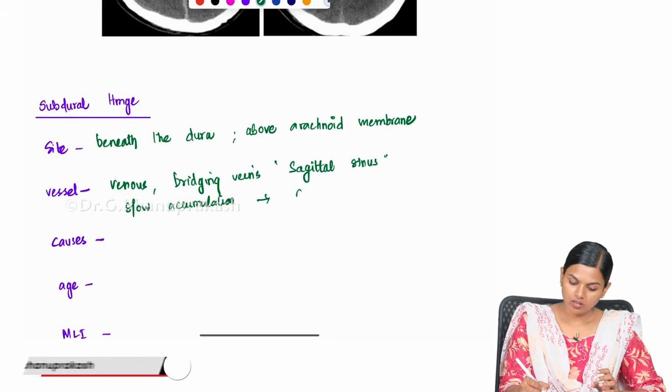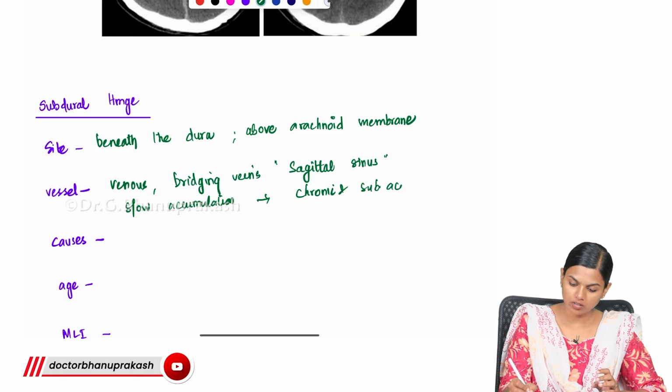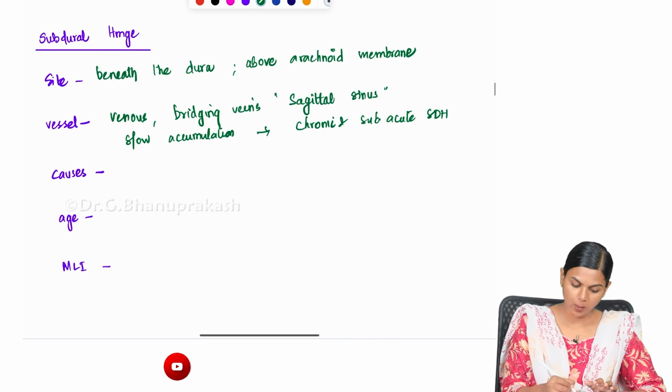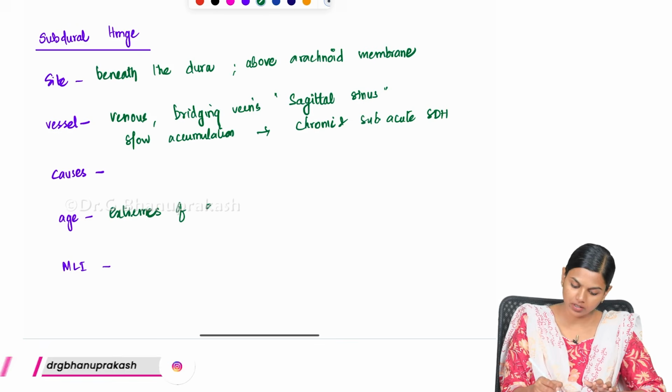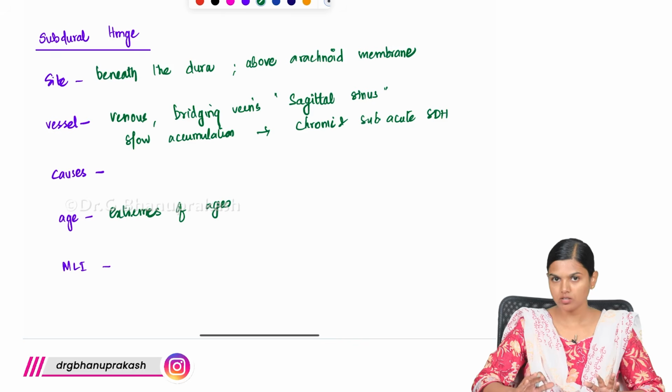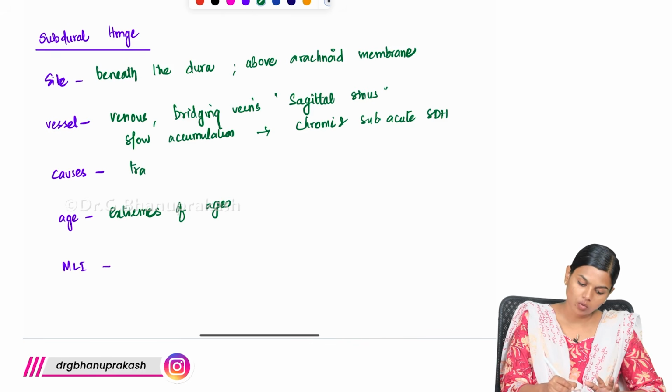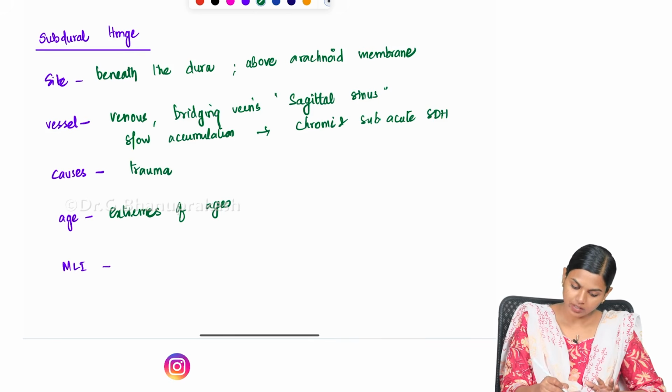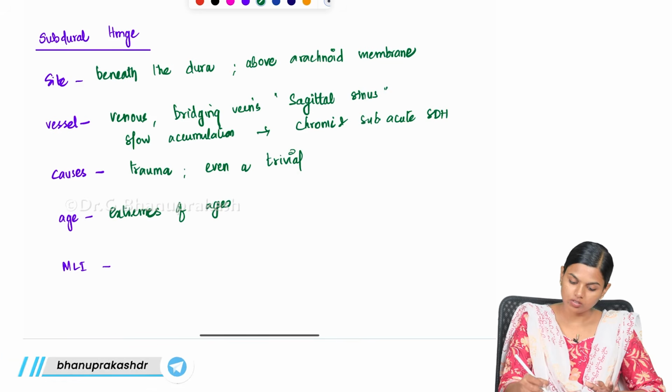You can also get chronic and subacute SDH, and this is commonly seen in extremes of ages. In old age people and young people, you will be seeing this. The cause is trauma. Mostly it is trauma. Sometimes even a trivial trauma can lead to this. Like this is most commonly seen in drunkard people.